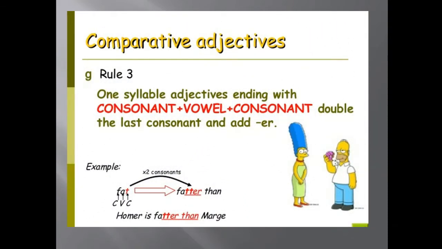Rule 3. One syllable adjectives ending with consonant, vowel, consonant. We must double the last consonant and add er. As in the example, fat, as you can see, consonant, vowel, consonant. We have to double the consonant and put er. Fatter than, thinner than, hotter than, and so on. Homer is fatter than Mark.